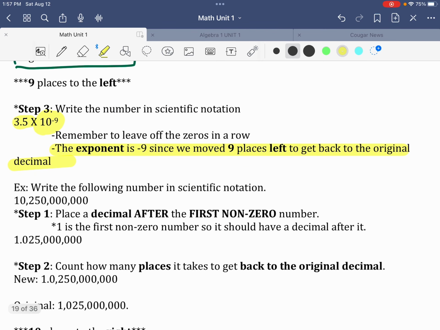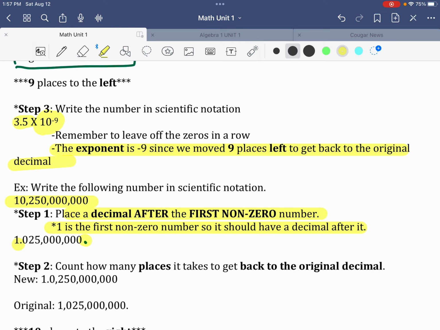Here's another example. Hopefully, it'll help you understand better. Write the following number in scientific notation. What I want you to think about is, is this a very large number or is this a very small number? If it's a very large number, the exponent with the 10 is going to be positive. If it were a very, very small number, the exponent would be negative. So step 1 is place a decimal after the first non-zero number. 1 is the first non-zero number, so that's where you're going to move the decimal to. The original decimal isn't actually shown, but it would be here at the end of the number.